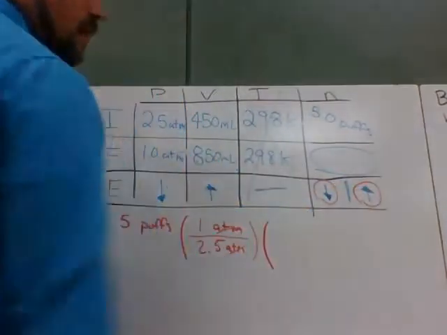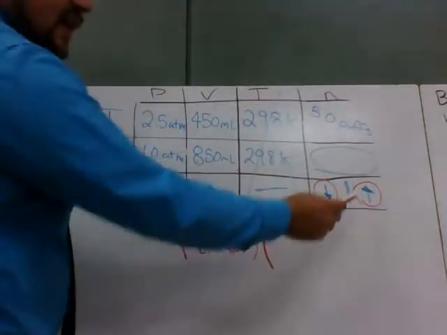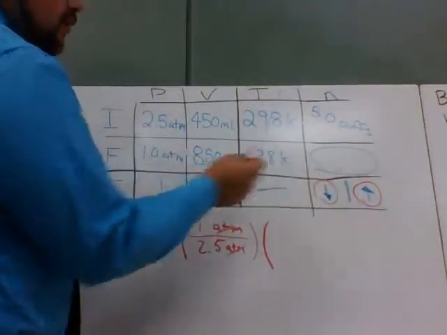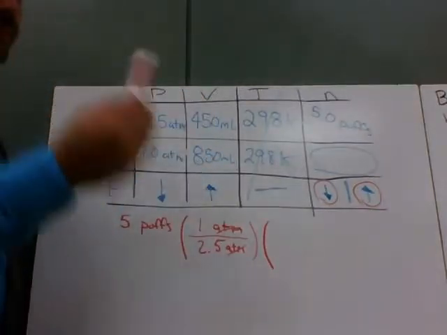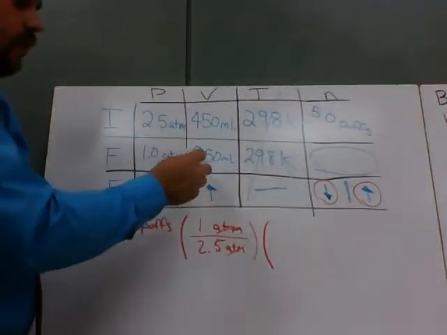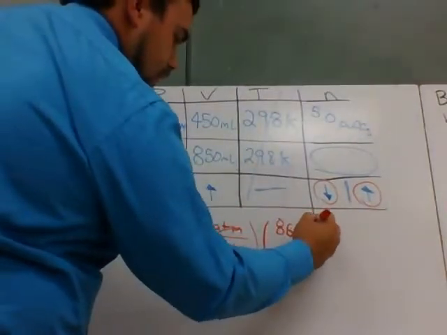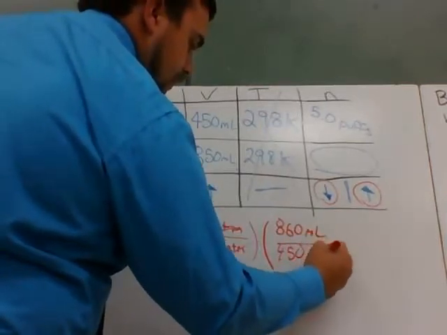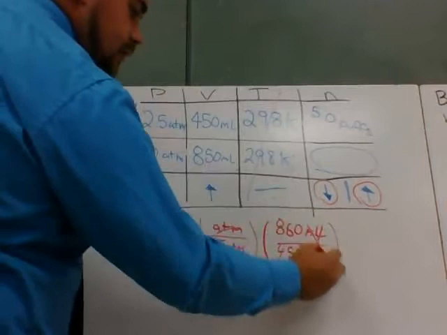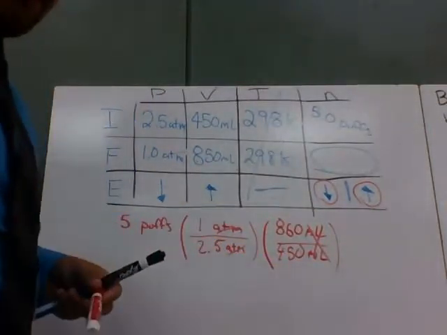This represents the effect that volume has on the number of particles. If I'm predicting an increase, then I'm going to need a ratio of these volumes that's going to lead to a bigger number, or a number greater than 1. In that case, I'd want to put 850 milliliters over 450 milliliters. My milliliters would cancel. Then all I have to do is calculate. So let me get my calculator real quick. Here it is. That was quick.